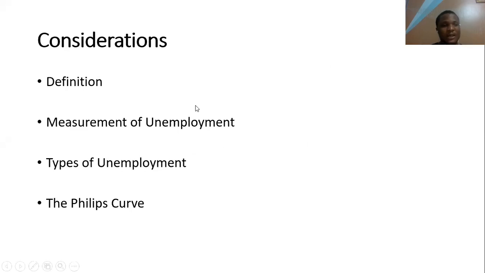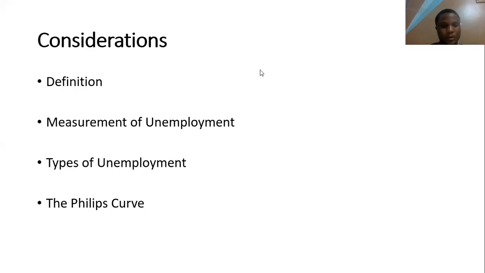For this particular class, the considerations we are going to have: first, we're going to consider the definition of unemployment, and then the measurement of unemployment. Thereafter, we will also consider types of unemployment. And the last we are going to consider is the Phillips curve. So that is what we will consider in this particular class.